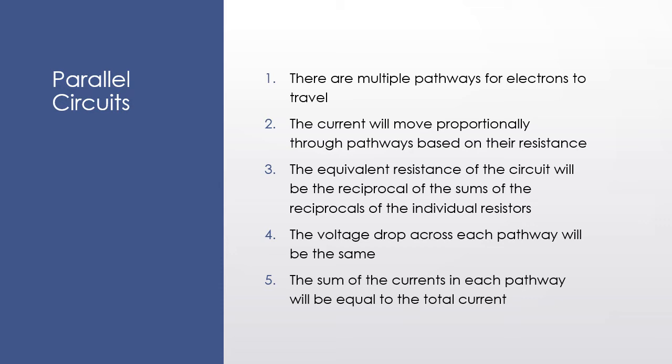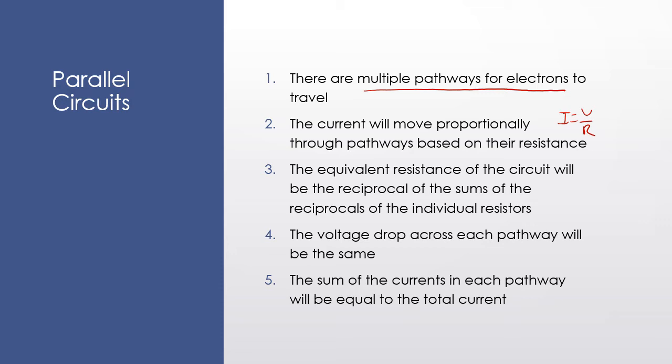Okay, so now we get into parallel circuits. These get a little bit more complicated. Series circuits are pretty straightforward. Here things are a little bit more complicated because in a parallel circuit, there are multiple pathways for electrons to travel, and the current isn't going to be the same. It's going to move proportionally through the pathways based on their resistance. Since we know I equals V over R, if the pathways have different resistances, there's going to be a different amount of current flowing through each one.